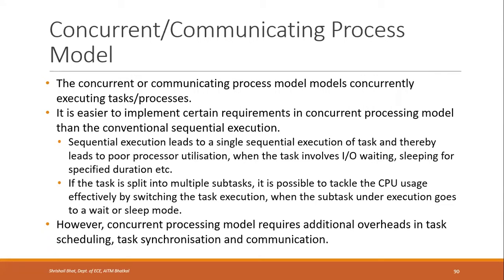That means they can be executed at a time. They need not be sequential, that is one after the other. It is easier to implement certain requirements in a concurrent processing model than in conventional sequential execution. What is the drawback of sequential execution? There will be only one task executing at a time, right? It is single sequential execution of tasks, and thereby it leads to poor processor utilization.